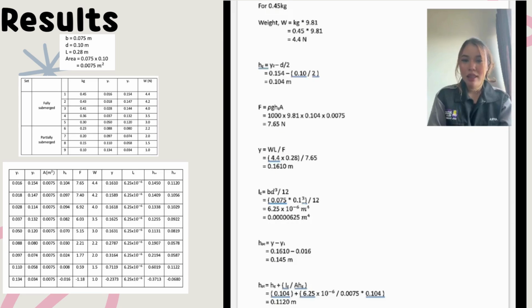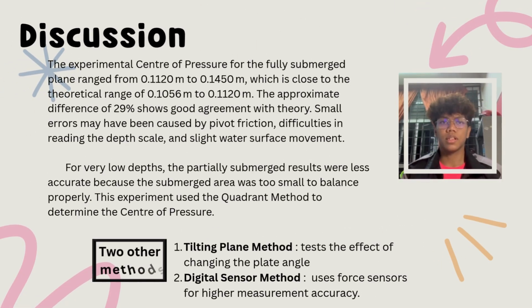Last but not least, the theoretical depth of the center of pressure can be derived by the equation below, which is HPT equals Hg plus Ig divided by area times Hg. So it will be 0.104 plus 6.25 times 10 to the power of negative 6 divided by 0.0075 times 0.104, and the answer is 0.1120.